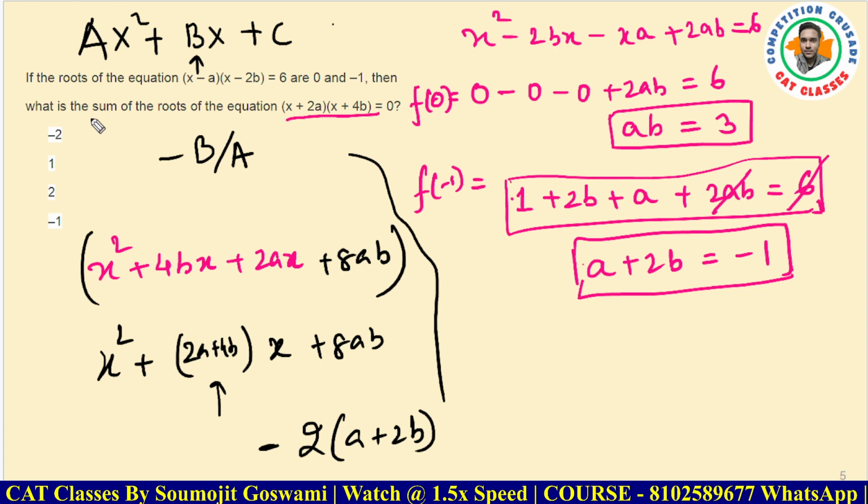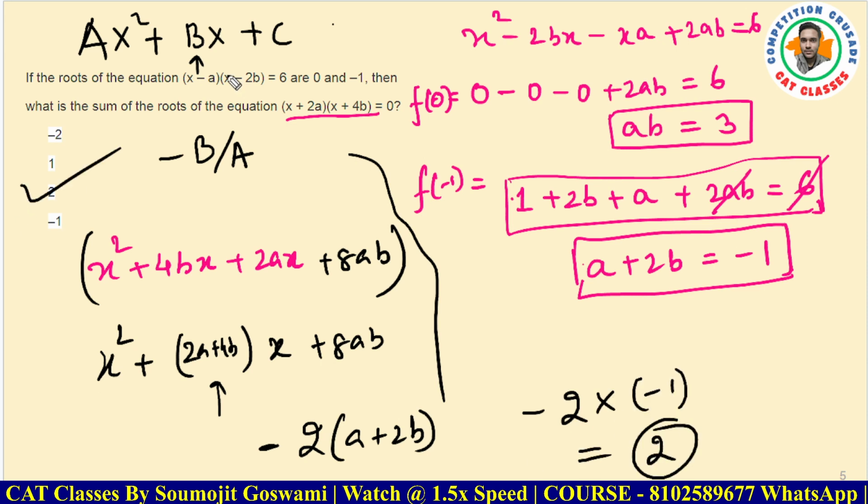They have asked you to find out the sum of the roots. a plus 2b is minus 1. So this is going to be minus 2 into minus 1. This is going to be 2. Methodically, you solve it, you will get the answer as 2. That's it. Let's go to the next one.